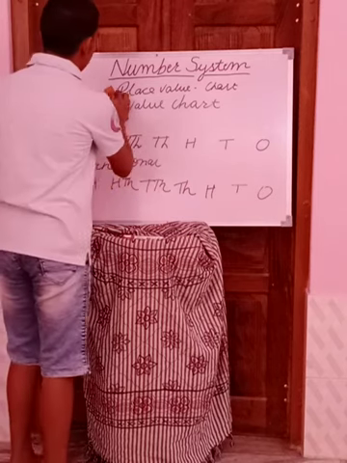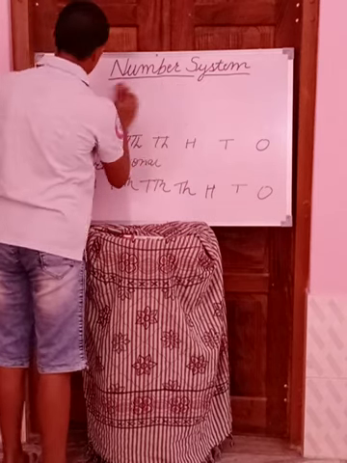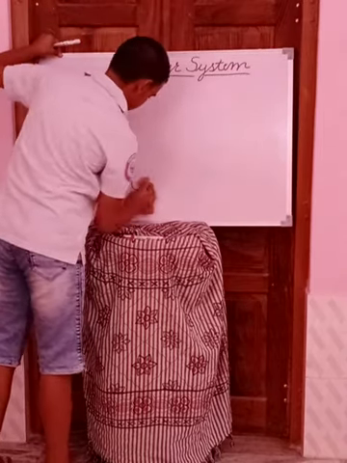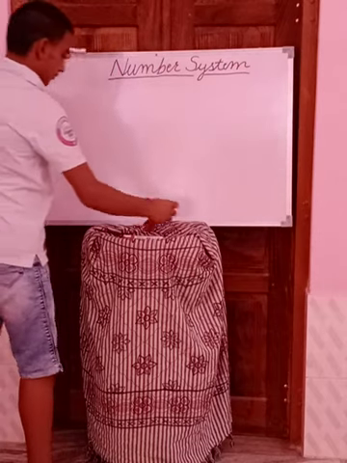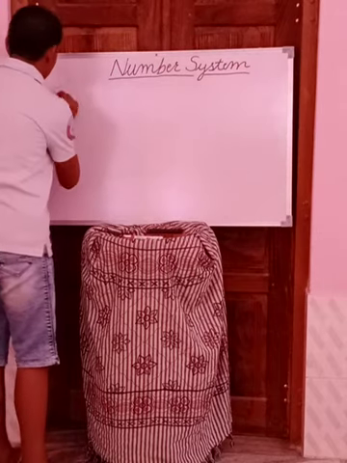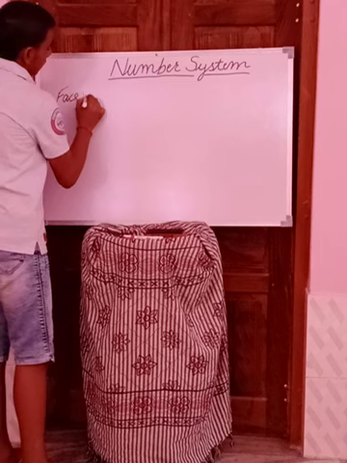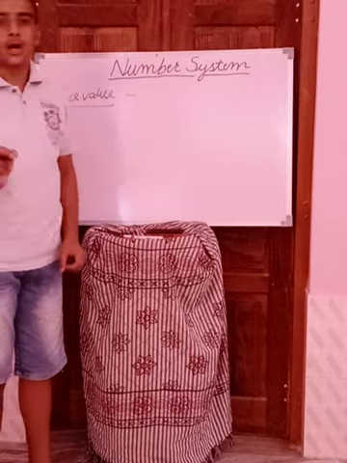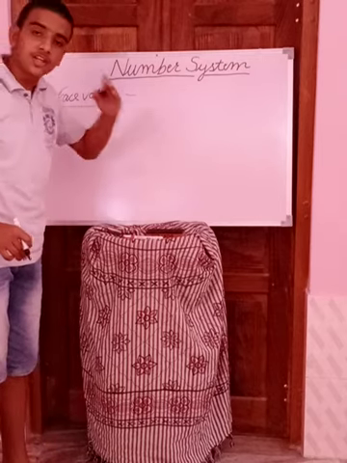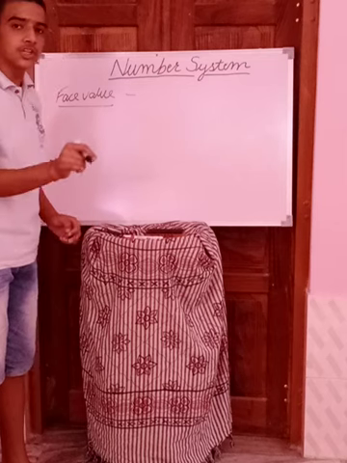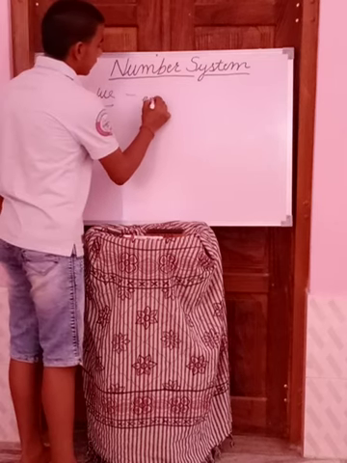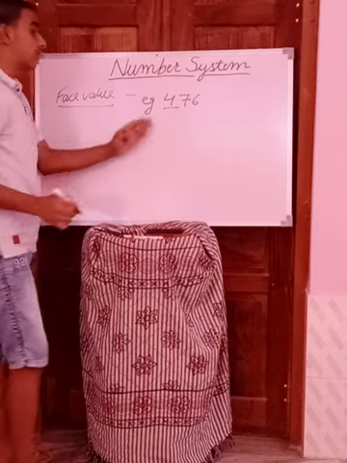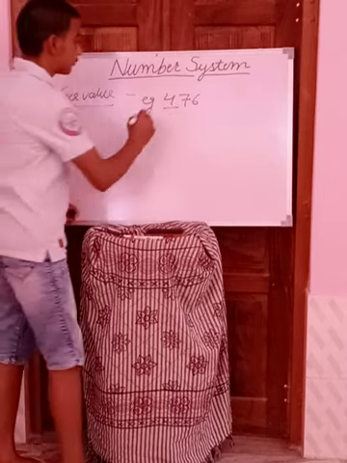So now let's discuss the place value and the face value. Now what is face value? The face value of a digit is the digit itself, irrespective of its position in the given number. Like this is the given number, and what is the face value of 4 in this number? So the face value of 4 is 4.